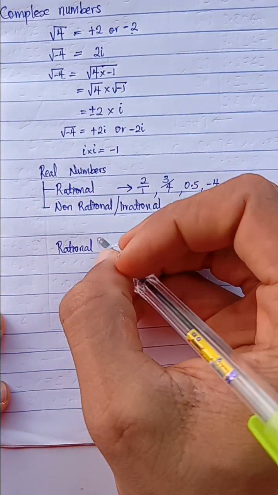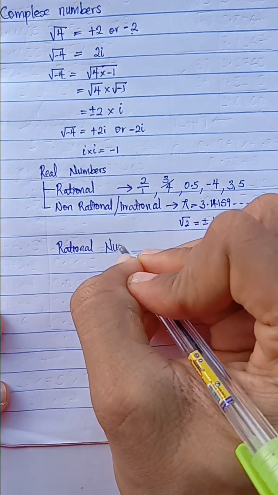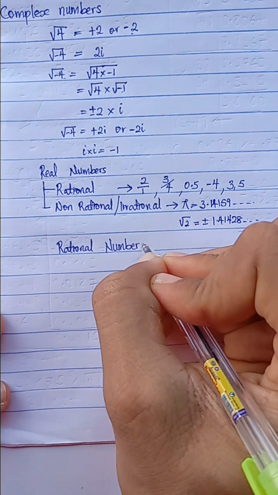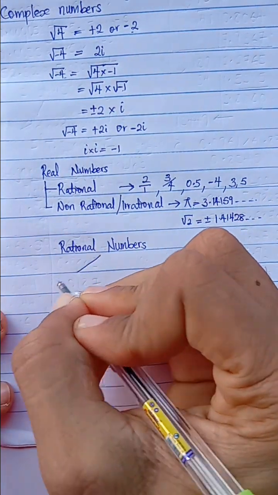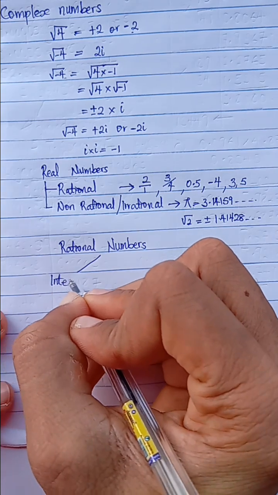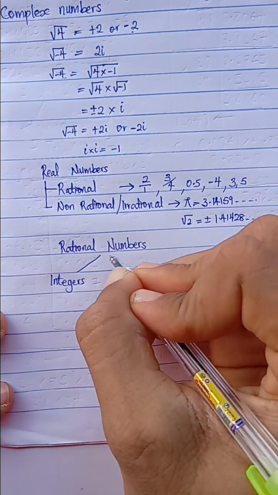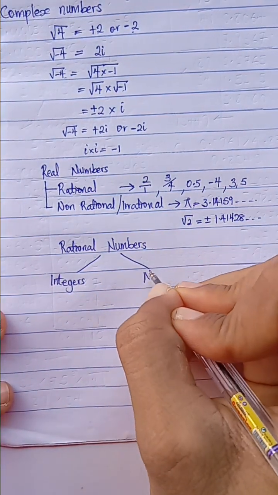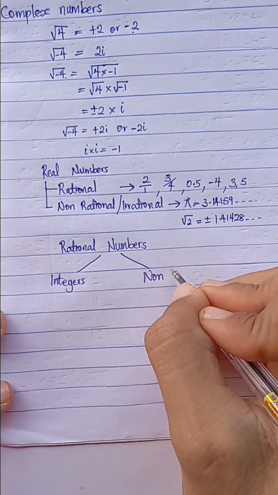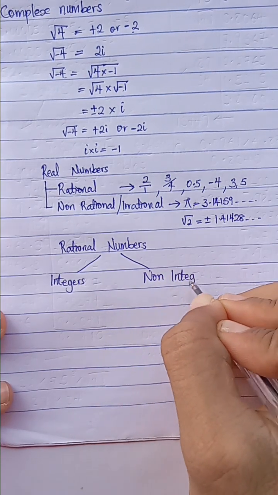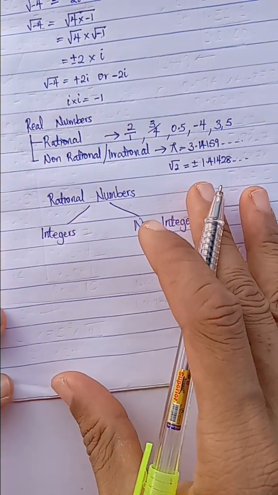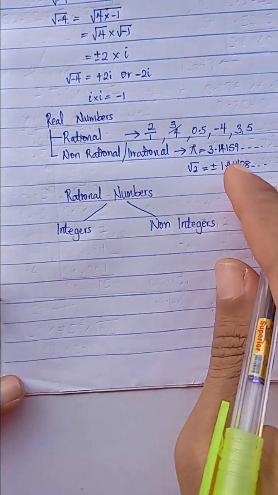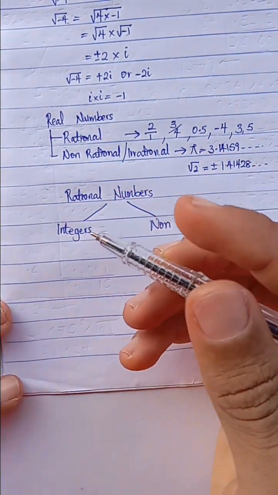Okay, now talking about rational numbers, these rational numbers can be split into integers and non-integers. Okay, integers and non-integers. So what are integers? Well, integers, that is just another word for whole numbers.